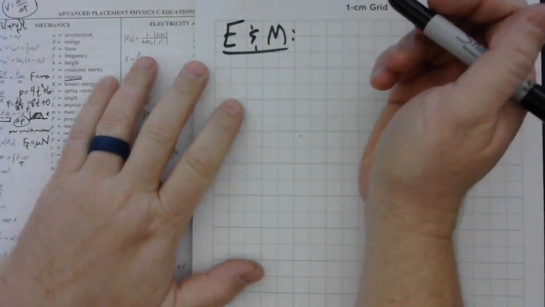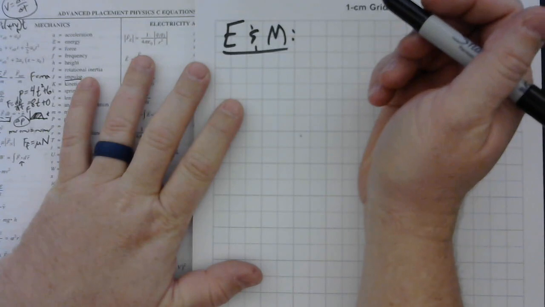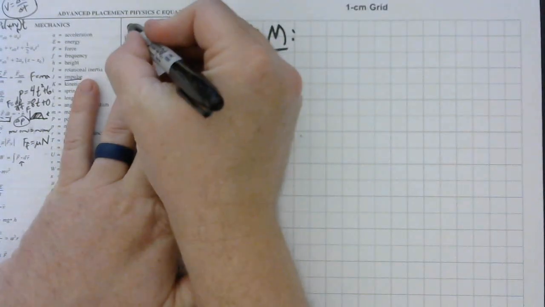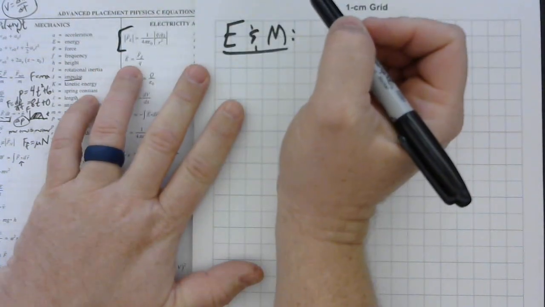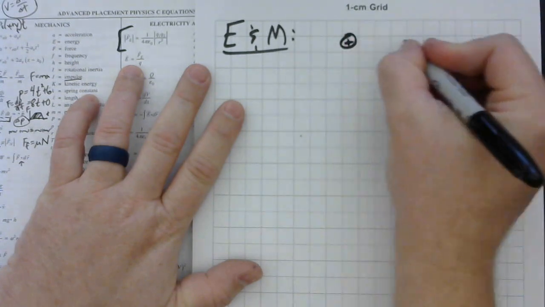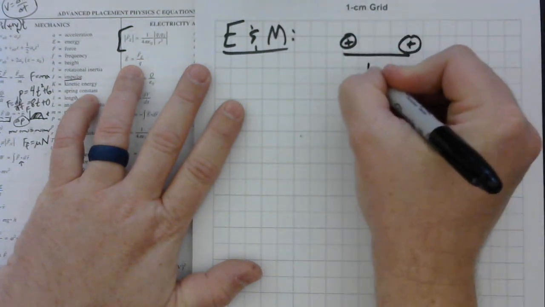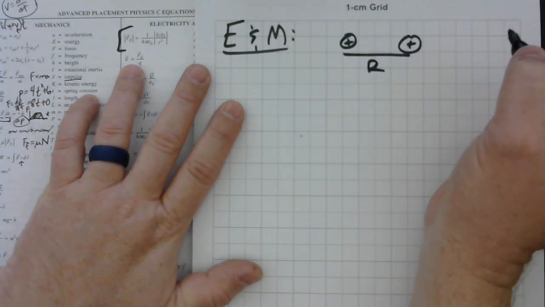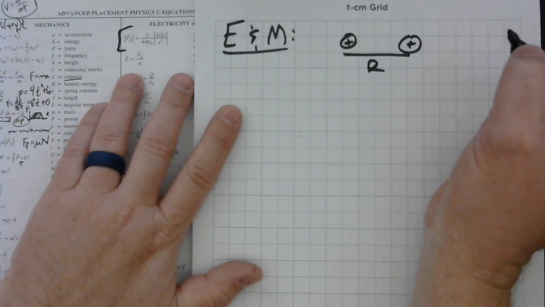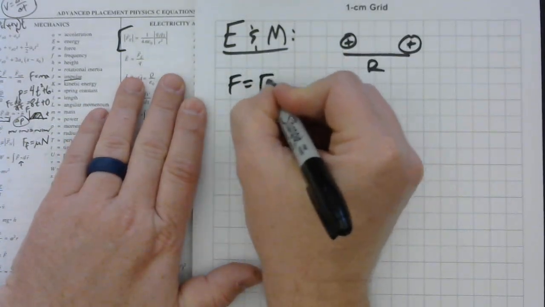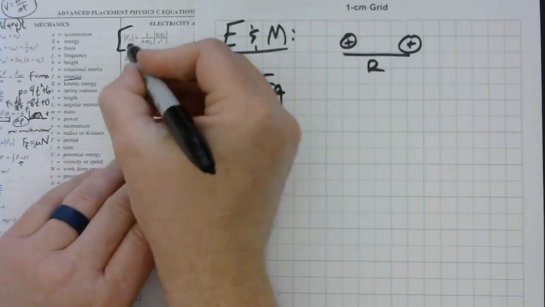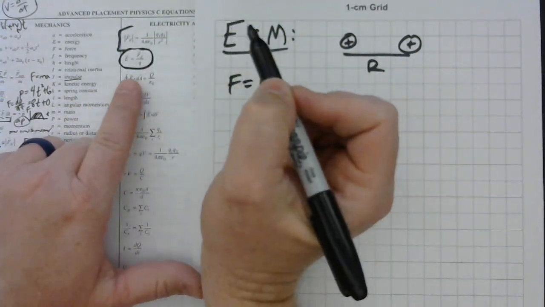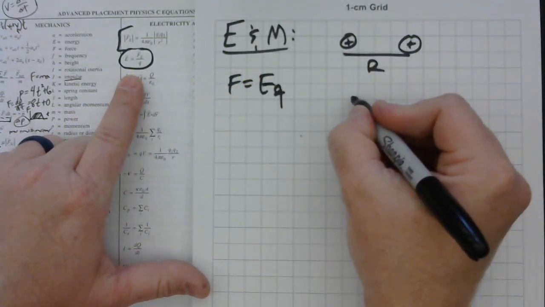All right, so now let's just start simple and let's build up. So this first one is force due to two charges. If I have two charges and they have a distance away, that radius is going to be the force of interaction. The next one is F equals EQ. This is a more generic one, but this is defining what an electric field is.